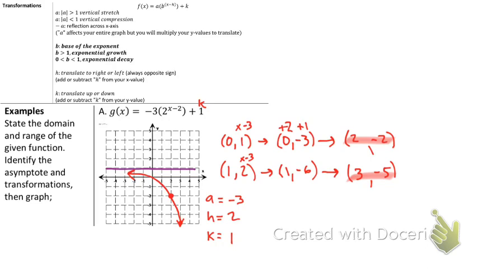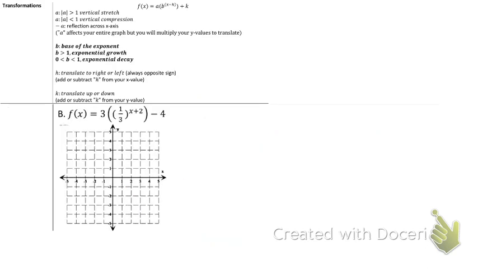Let's try another example. All right, first thing I want to do is find my k value, which is -4. So that's going to be my asymptote. So put a line at -4. Okay, can't cross that or touch it.